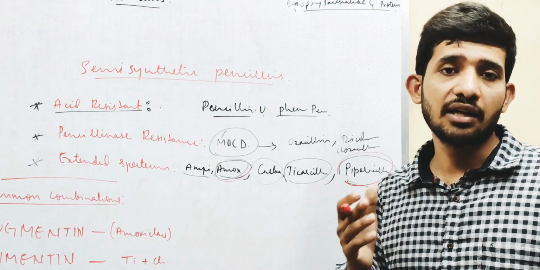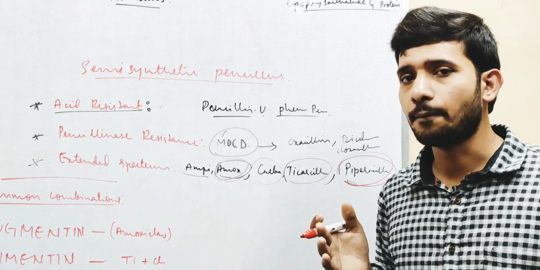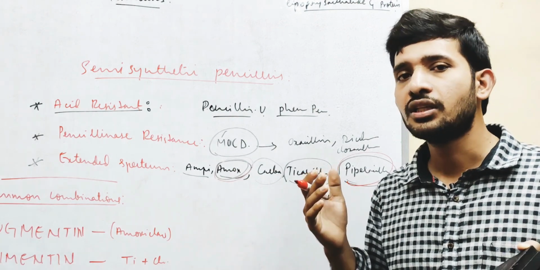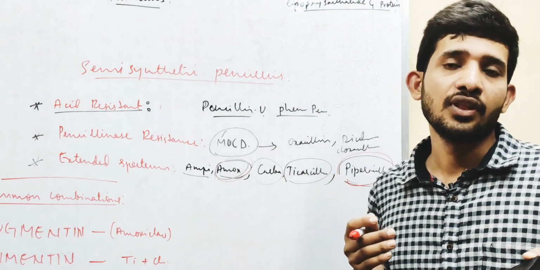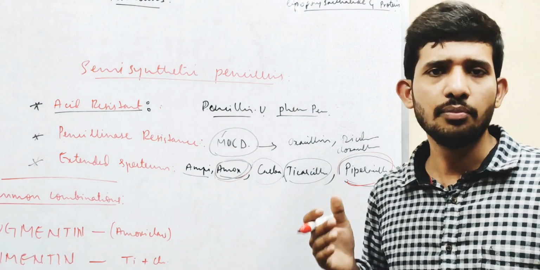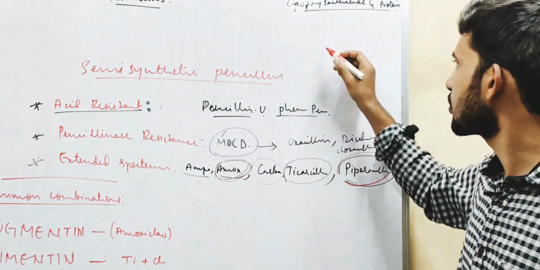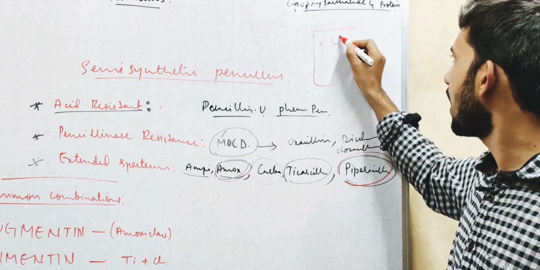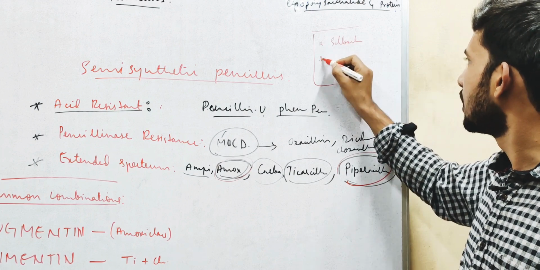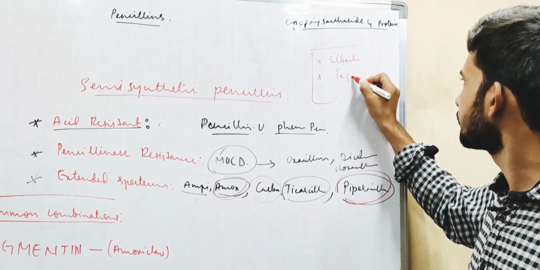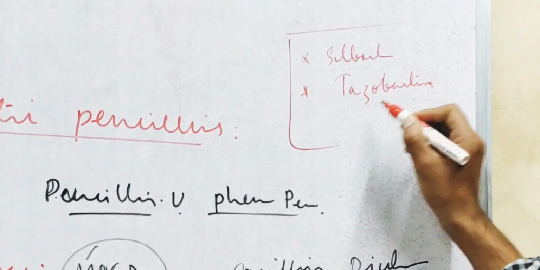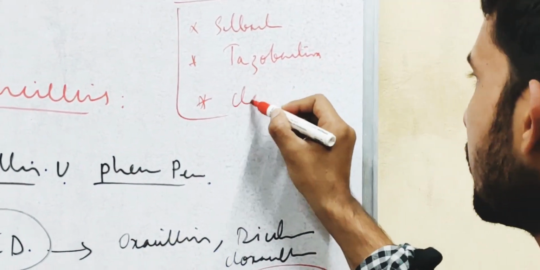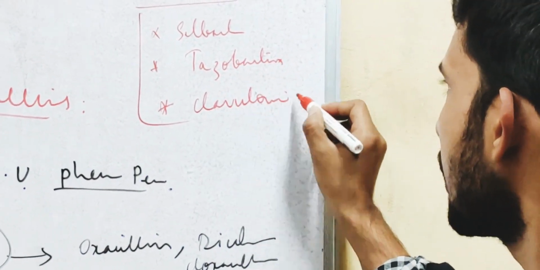And let me tell you, these acid resistant penicillins and extended spectrum penicillins will degrade in the presence of beta lactamase enzymes which are present in the bacteria. So these drugs should be given along with the drugs which are beta lactamase inhibitors. So in beta lactamase inhibitors we have 3 different drugs. The first one is sulbactam, tazobactam, and we have clavulanic acid.